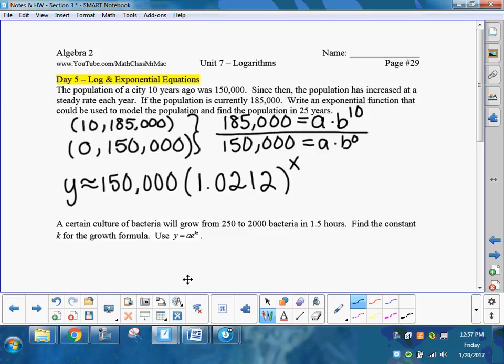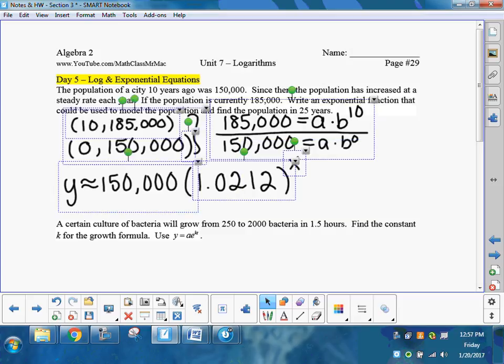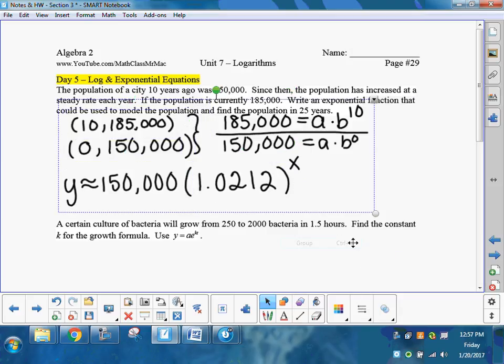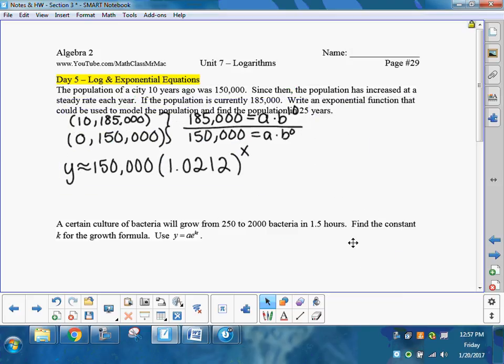Now, this is the part where y'all are going to screw it up. So you gave out this. How can you answer the second half of the question? What's the population in 25 years going to be? You're going to make such a terrible mistake right now. It'll break my heart. How do you figure out the population in 25 years? You really got to be a thinker.